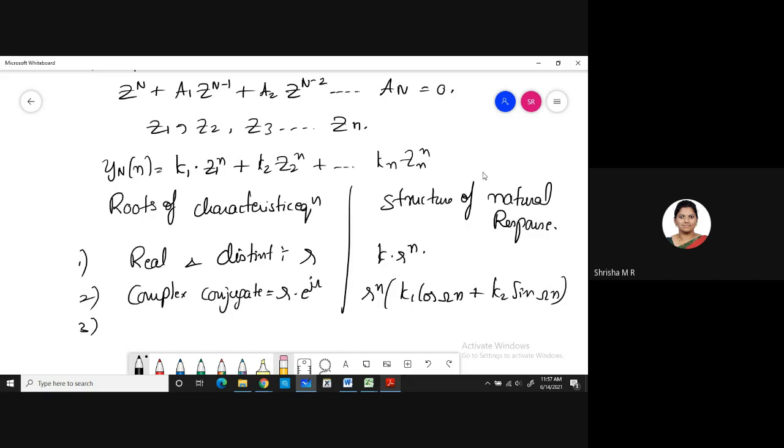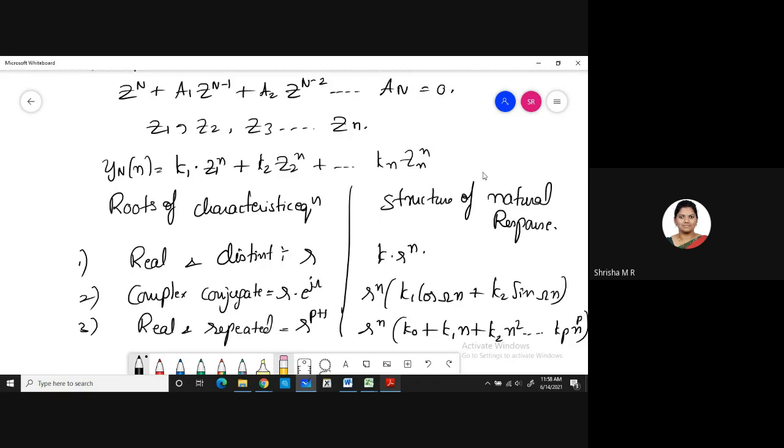Then if you have real and repeated roots, that would be of the form r to the power of p plus 1. So you have r to the power of n, k naught plus k1 into n plus k2 into n square, up to kp into n to the power of p, if they are real and repeated. Okay, so that is about the natural response.